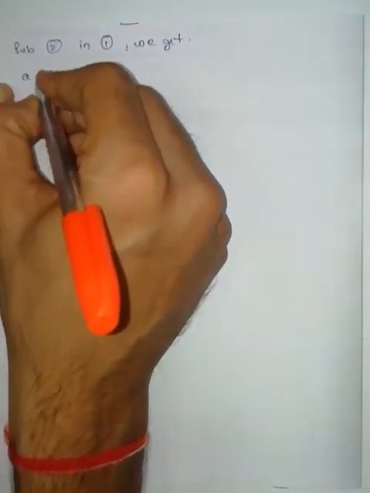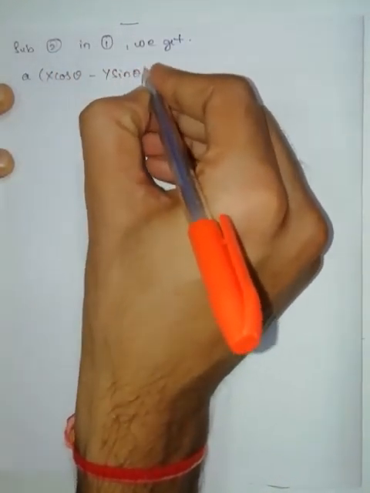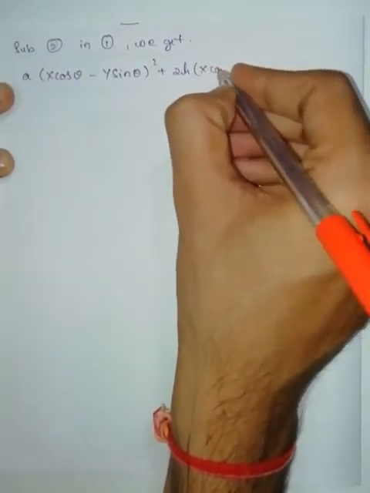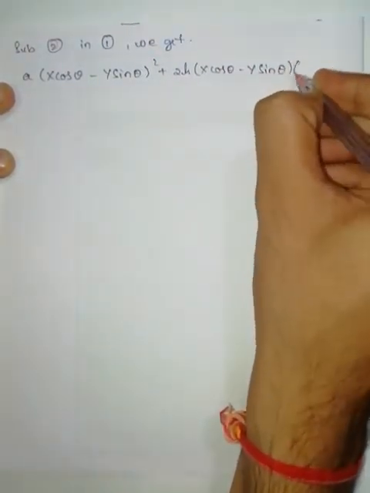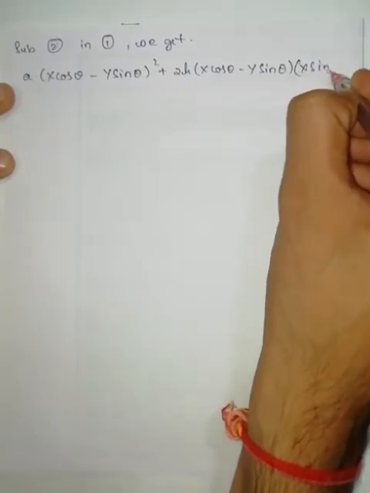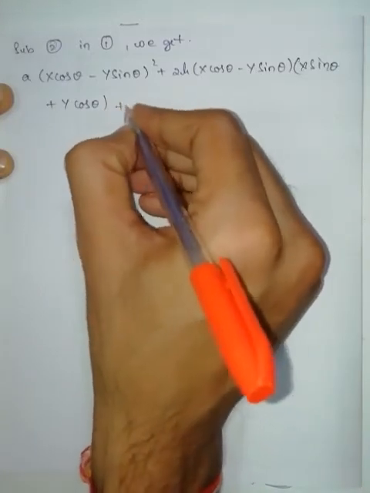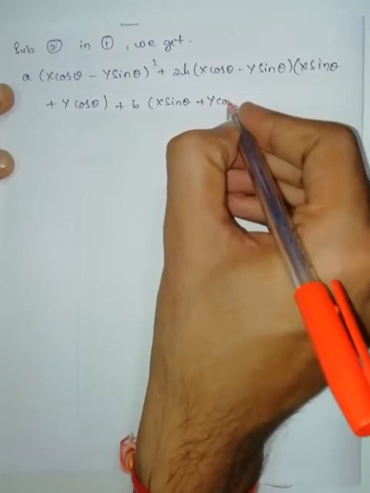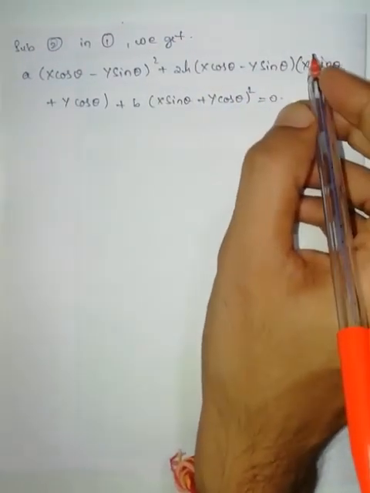a into (capital X cos theta minus capital Y sin theta) whole square plus 2h into (capital X cos theta minus capital Y sin theta) into (capital X sin theta plus capital Y cos theta) plus b into (capital X sin theta plus capital Y cos theta) whole square is equal to 0. Now expand this one.